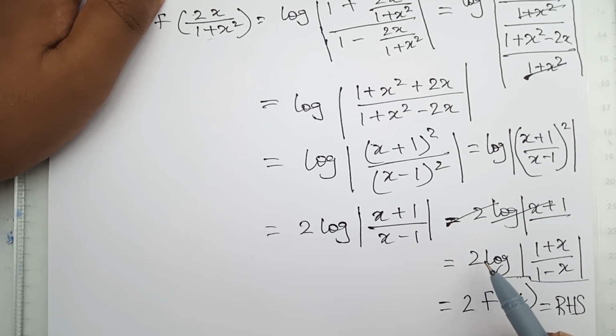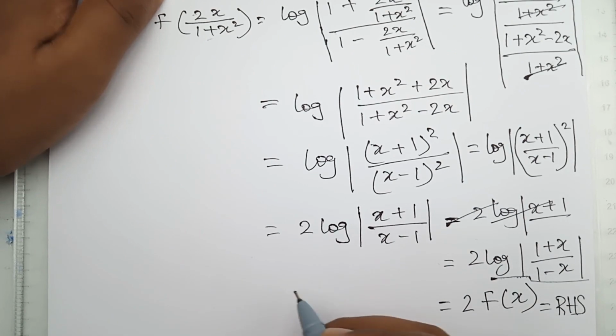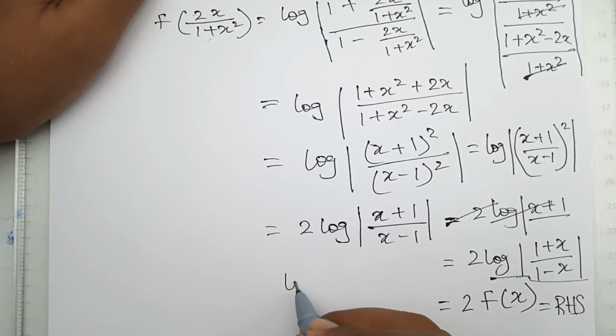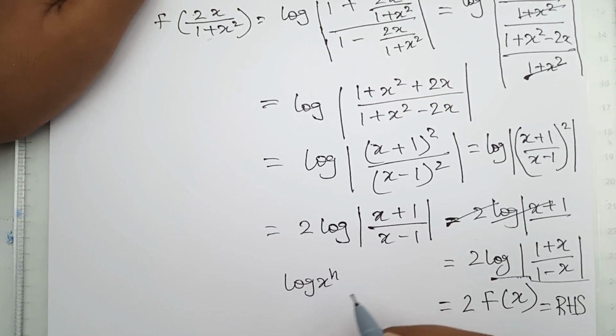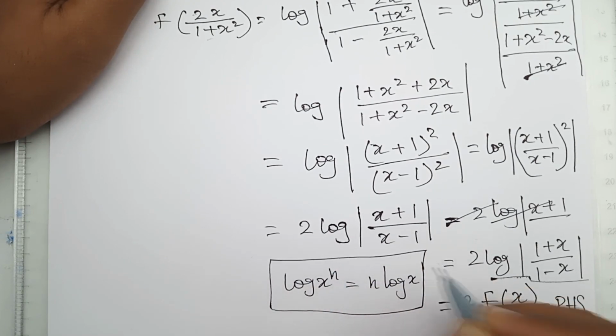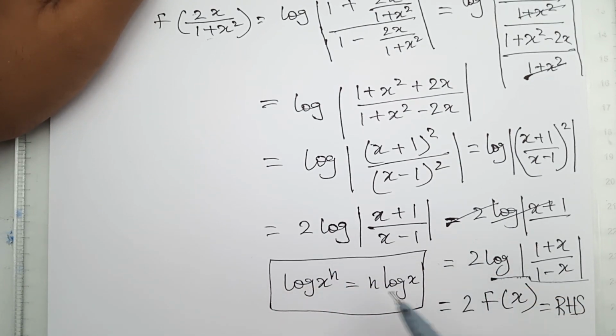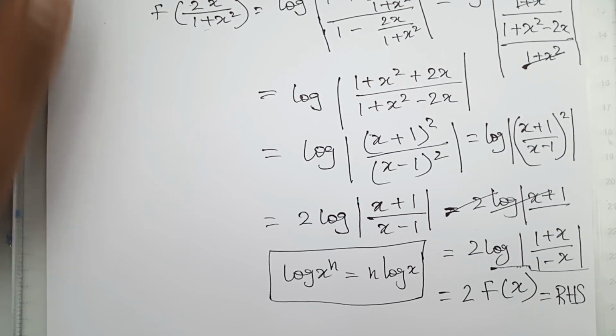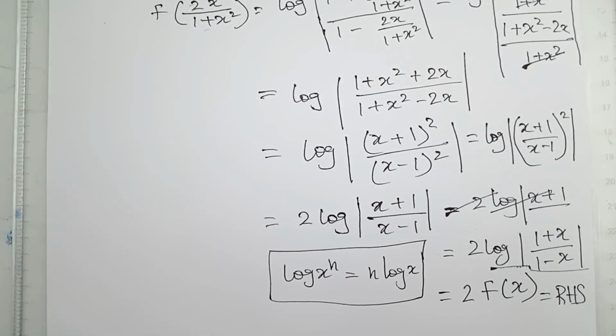Here we have multiplied by 2 using the formula, that is log x to the power of n is equals to n of log x. Okay, this is the formula to change the power for the log to multiplication form. Okay, next we are going to do the fifth problem.